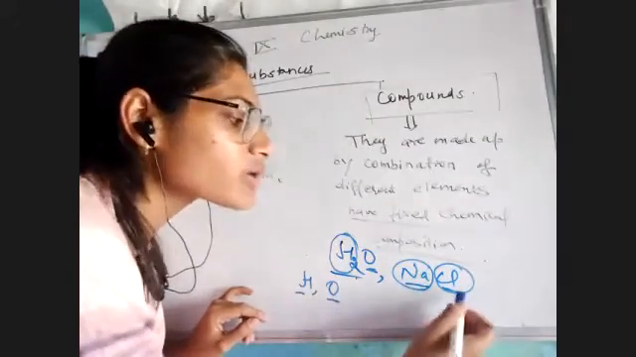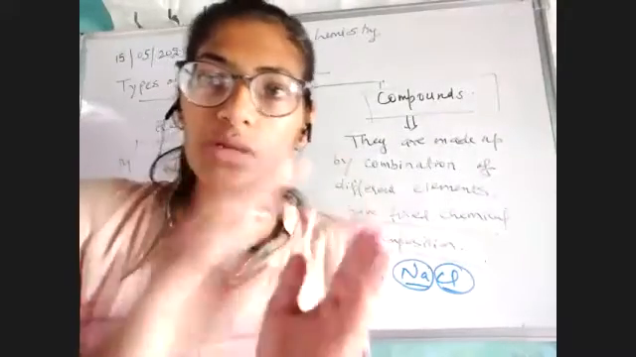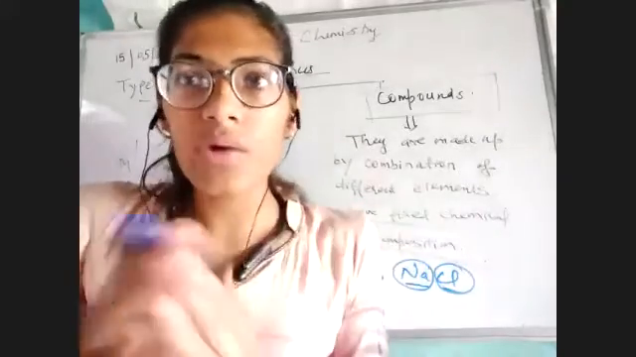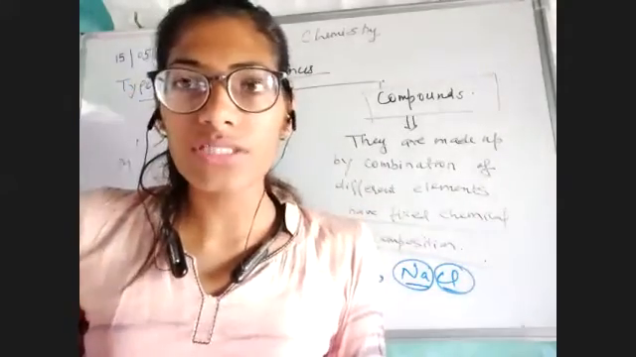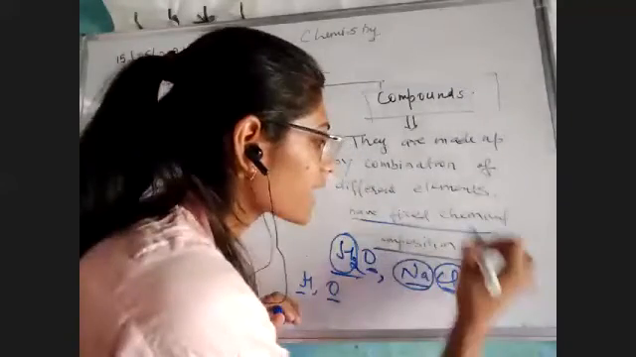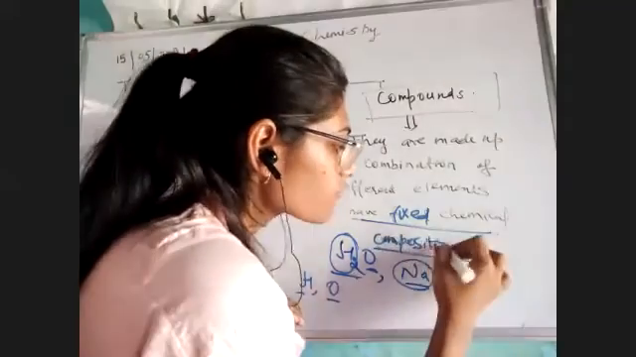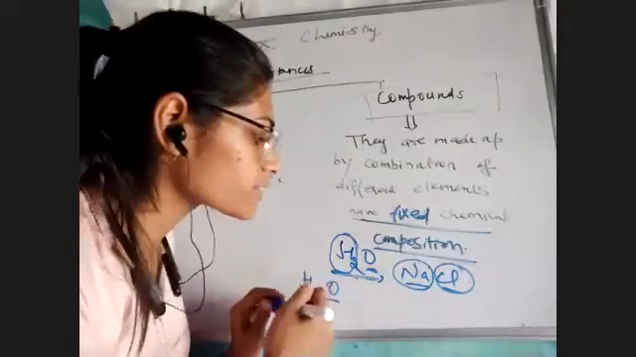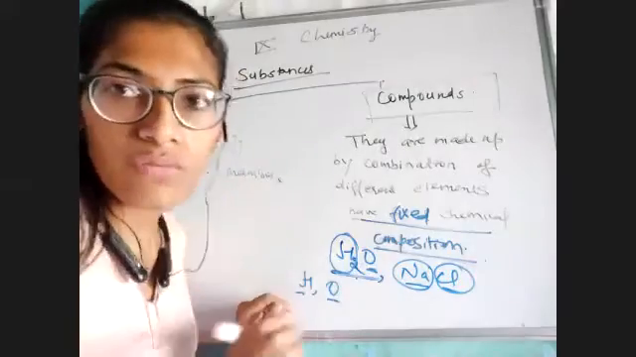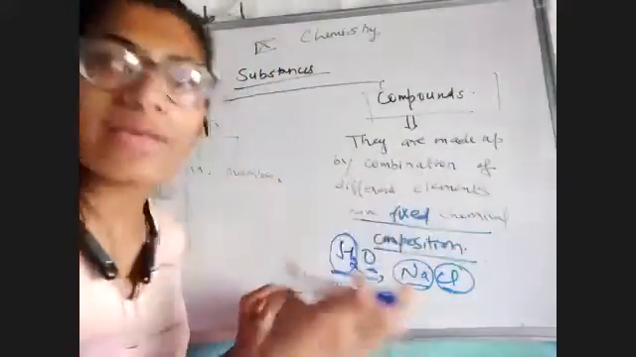Same as if I'm talking about sodium chloride. Sodium is our metal and chlorine is our non-metal. That means compounds don't require that we combine only 2 metals or 2 non-metals. We can combine a metal with a non-metal, or a metal with a metalloid, or a non-metal with a metalloid. But the main property is they must have a fixed chemical composition. For example, with water, if I add 3 moles of hydrogen with 1 mole of oxygen, that is not water. Please keep that in mind. We have to create it only in a fixed chemical composition.